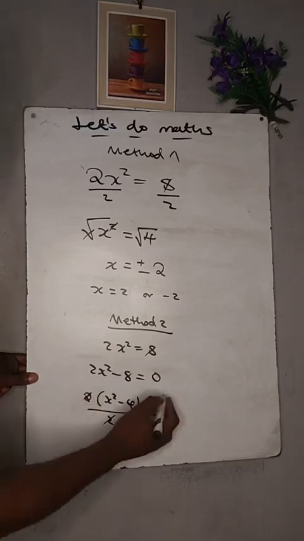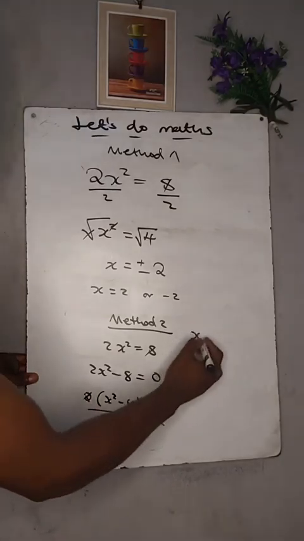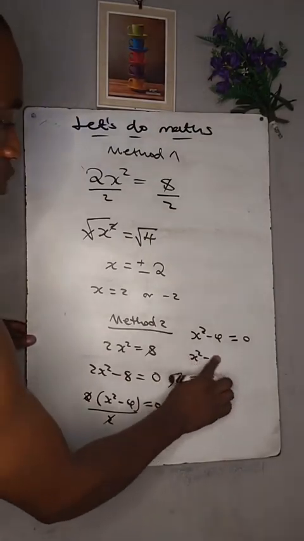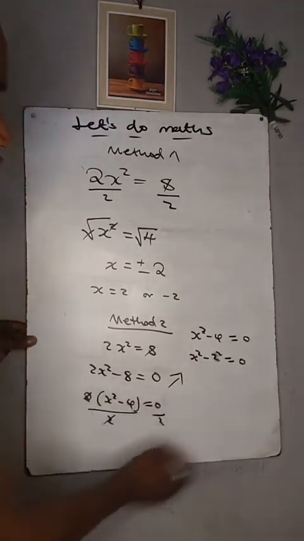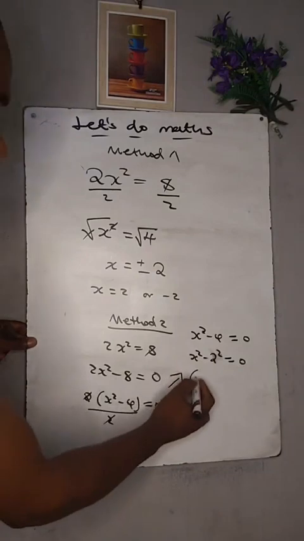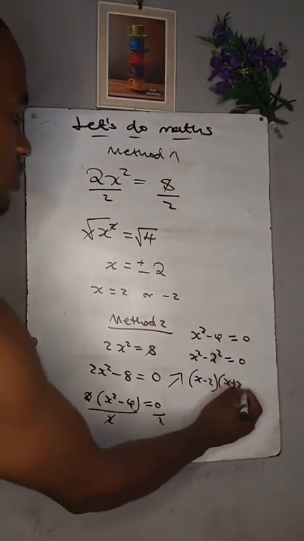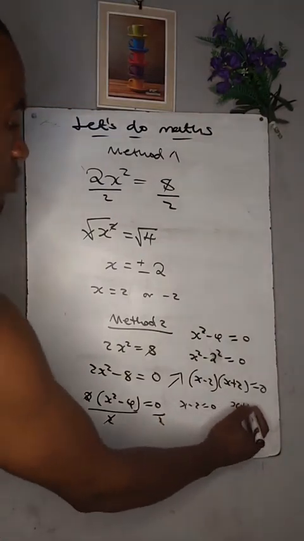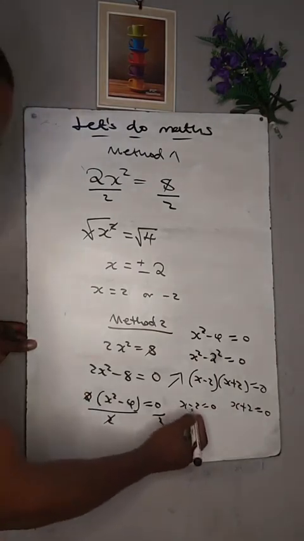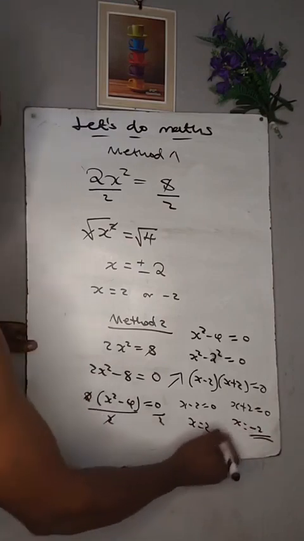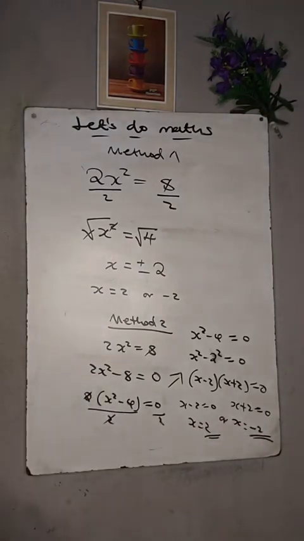Then divide both sides by 2, so the 2 goes. Now I have x squared minus 4 is equal to 0. Then I factorize using the difference of two squares. So I have x squared minus 2 squared, which is the same as 4, is equal to 0. Then I say x minus 2, then x plus 2 is equal to 0. Then I equate x minus 2 to 0 and x plus 2 to 0. Then x minus 2 is equal to 0 if x is equal to 2, and x is equal to negative 2. So these are 2 values of x.